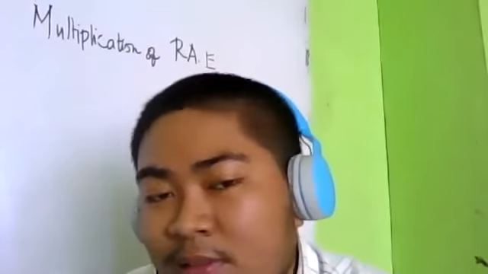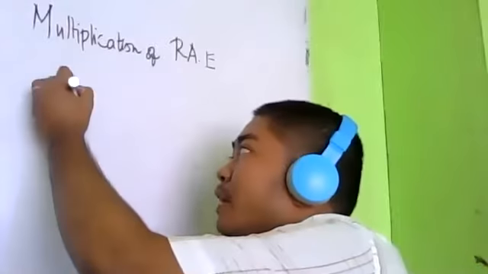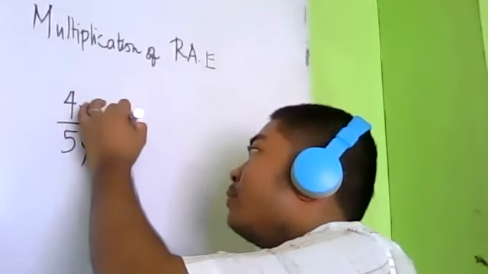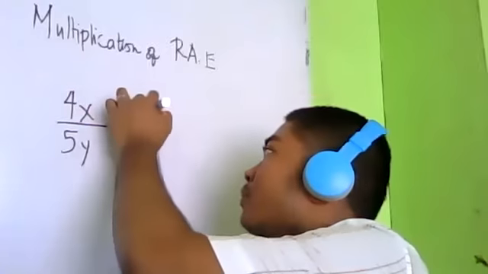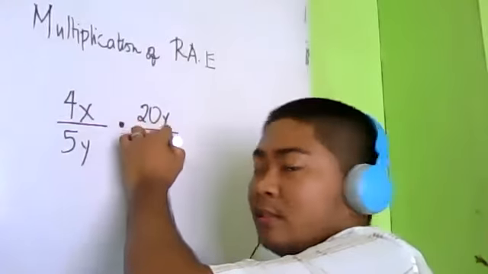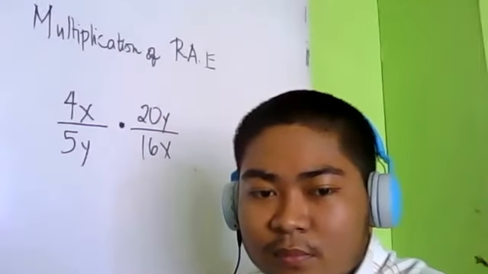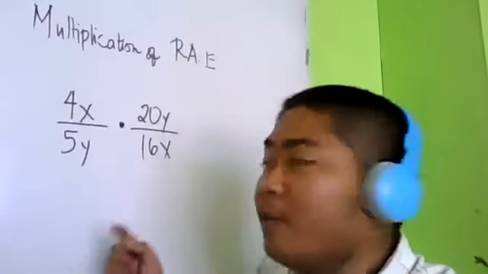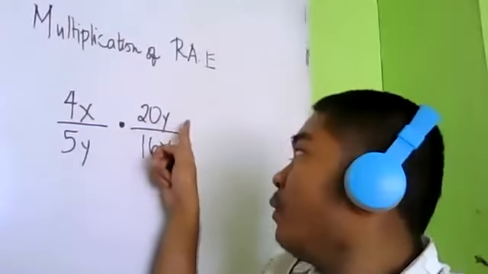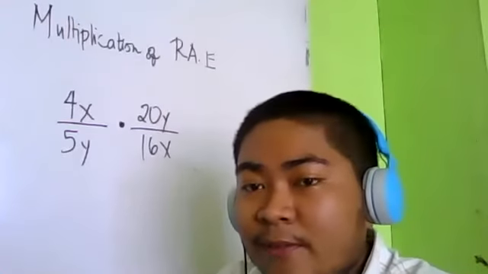So, di ba nag-fraction na rin tayo before? So, we have, for example, 4x all over 5y multiplied to 20y all over 16x. Ayan. So, we have here 4x all over 5y times 20y all over 16x. So, paano ba natin i-multiply ito?